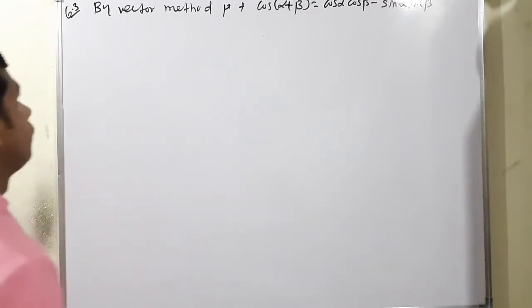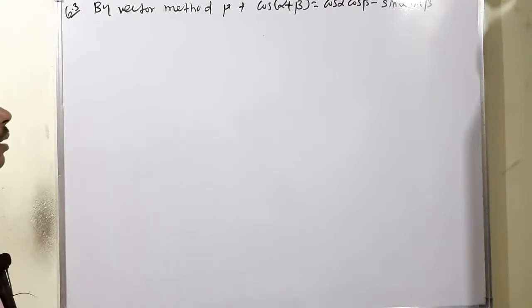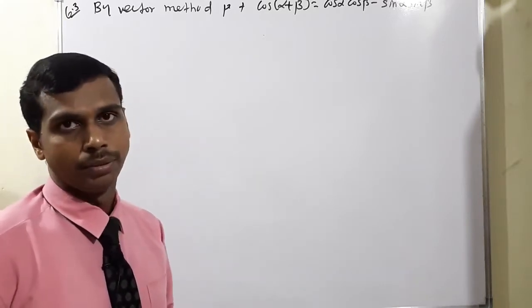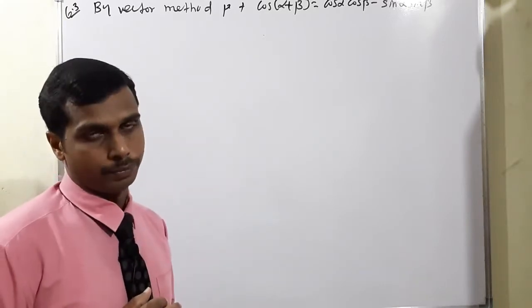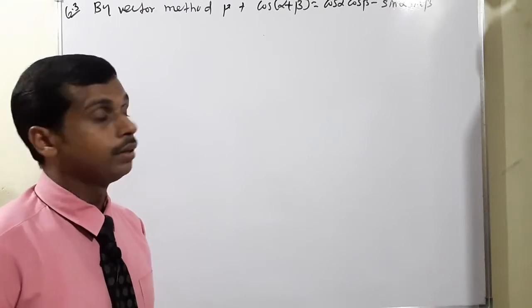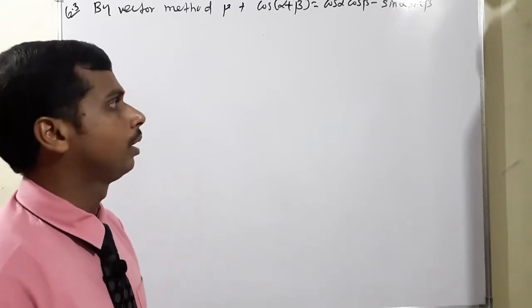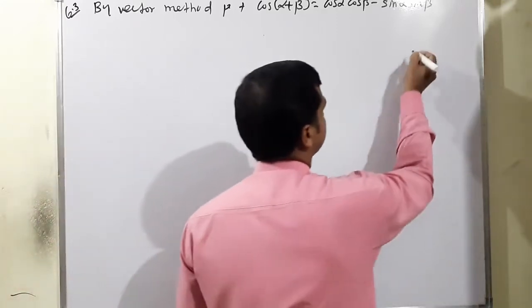Question: by vector method prove that cos of alpha plus beta is equal to cos alpha cos beta minus sin alpha sin beta. This is one of the trigonometric portions, isn't it? Last year already you have studied very well in trigonometry. This we have to prove with the vector method. Okay, so I will prove with the circle.